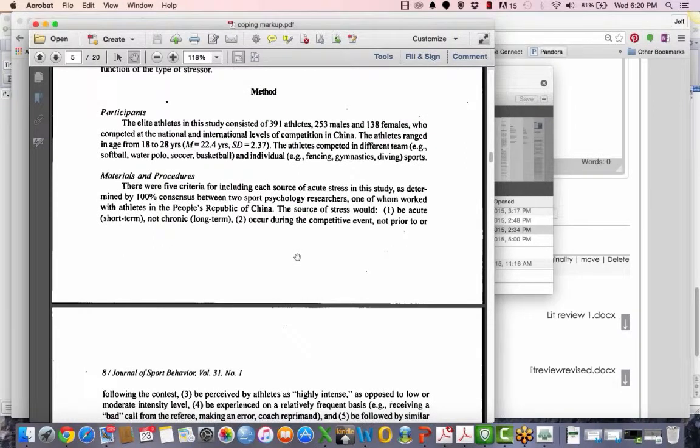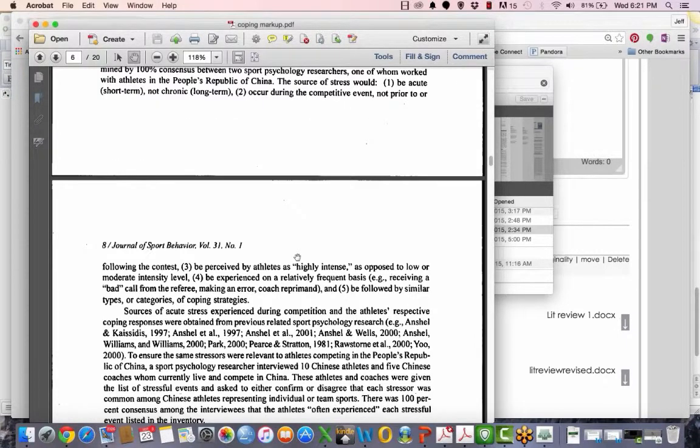Okay, that's it. You can also put in what sports they played if you want to, but what you're doing is you're pulling out the most important parts. Okay, the next sentence could be the athletes competed in softball, water polo, soccer, baseball, fencing, gymnastics, and diving. Okay, that's it. The next portion of this is your second paragraph.